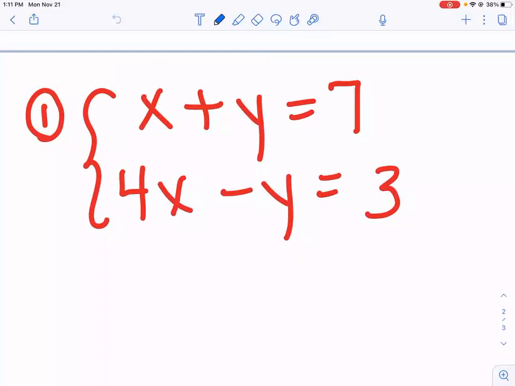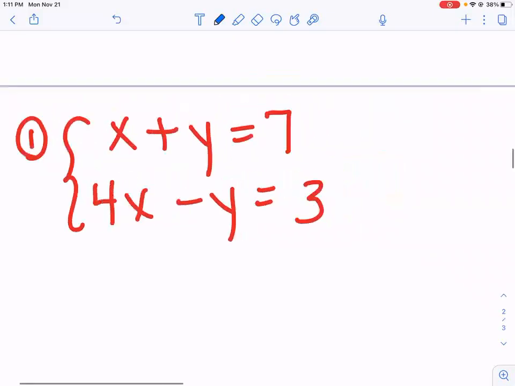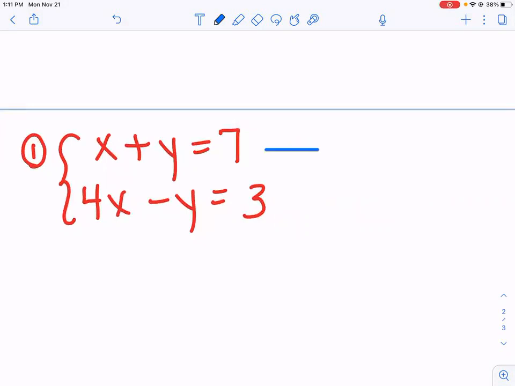I think it would be way easier to take this first one and solve for a variable. Because look, I could say in this one, x equals 7 minus y. And I'm done. If I solve for x over here, I have all sorts of fractions. Okay, so what did I look for? I looked for one of these that had a coefficient of +1, and I solved for it.